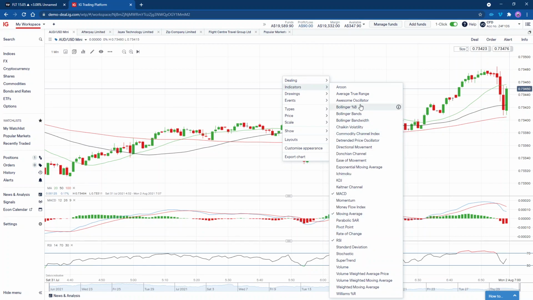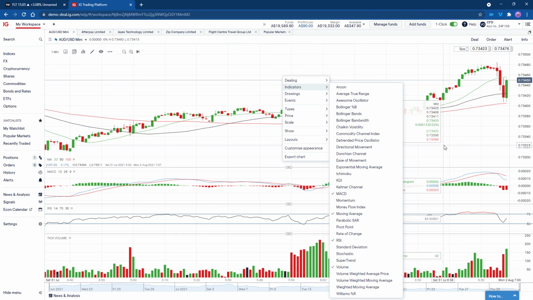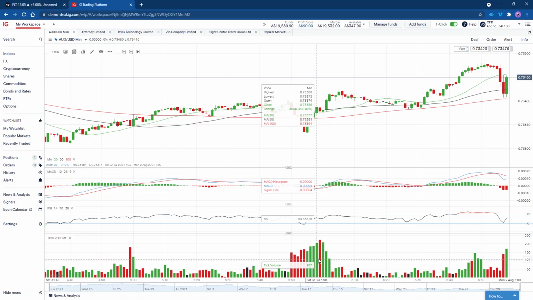There are some common ones. Bollinger Band is one of them. MACD, certainly you will see. RSI, you can see if the share is overbought or oversold. Volume, you would want to know what the volume is. I don't know why it was off. I never have it off. Volume tells you so much. Volume is how many people are buying or selling at that time.